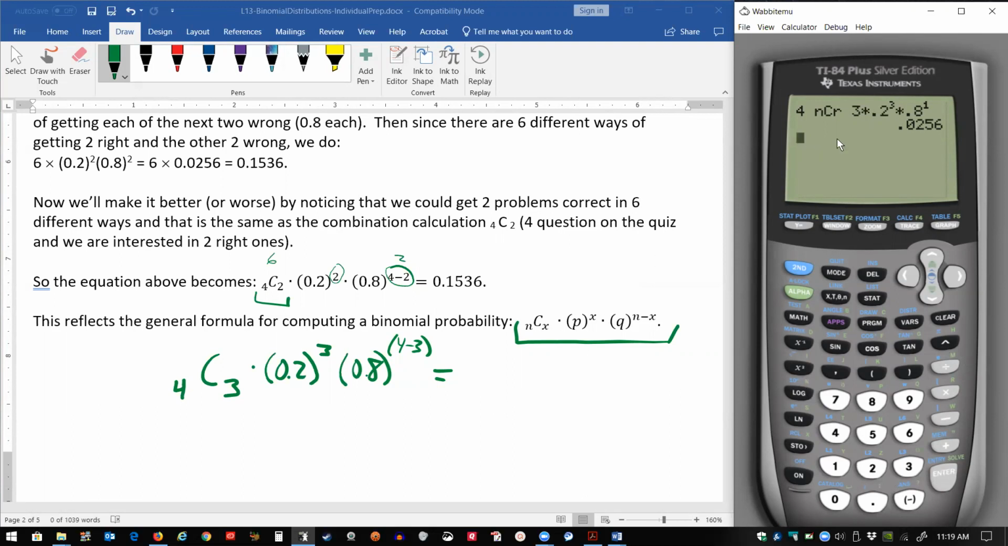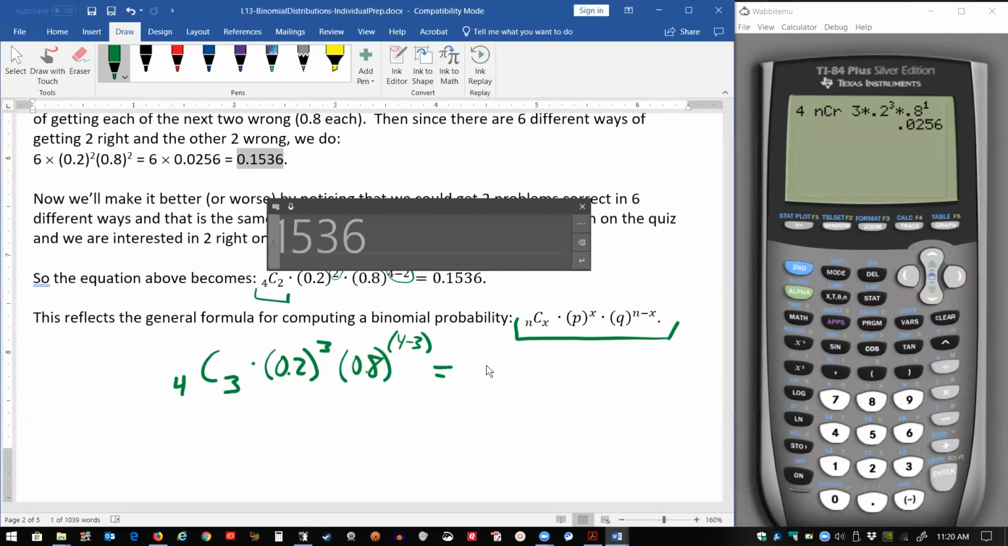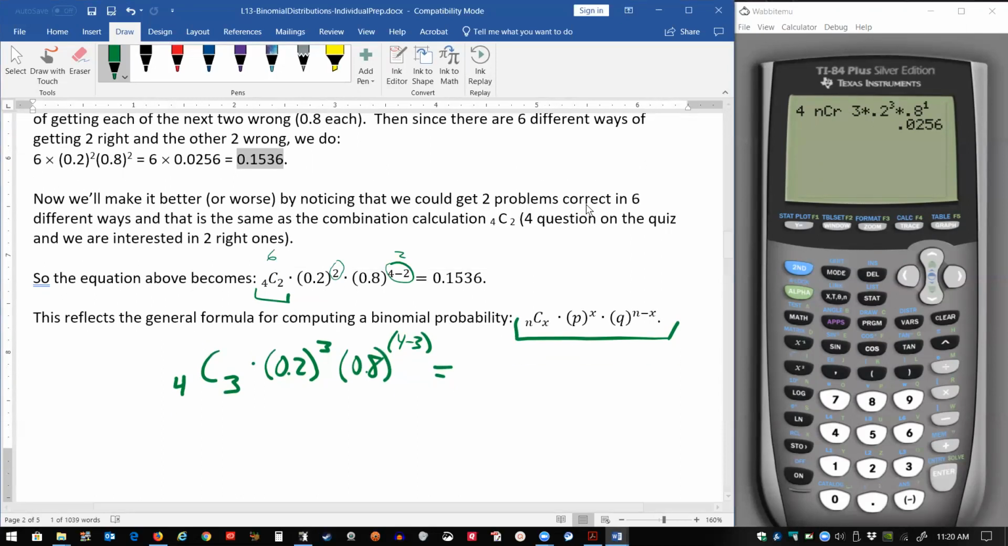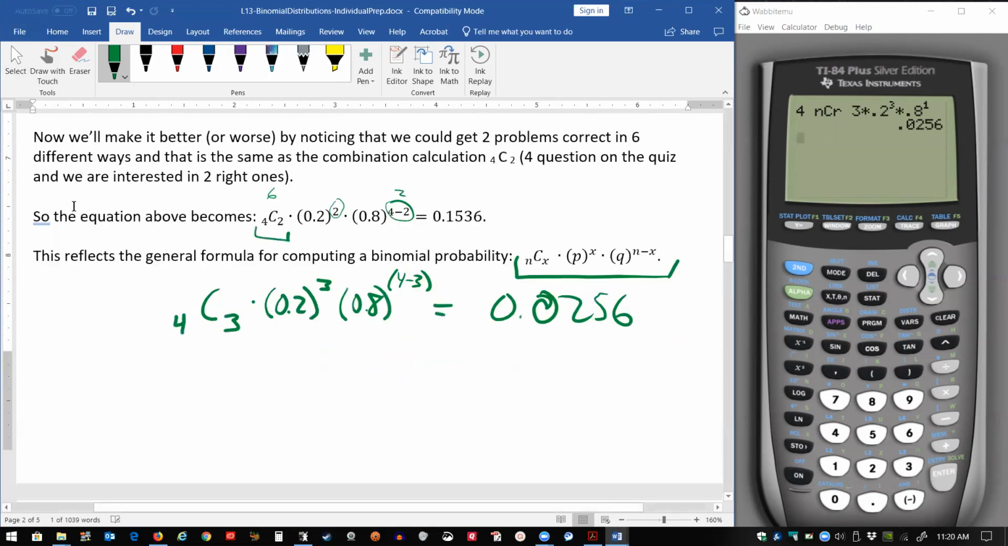So a 2.56% chance that he'll guess that many right. So not very high. So hopefully Eric learns from this and chooses to study next time. Random guessing isn't going to be to his advantage. Does that make sense? All right, so here, boom, 0.0256.